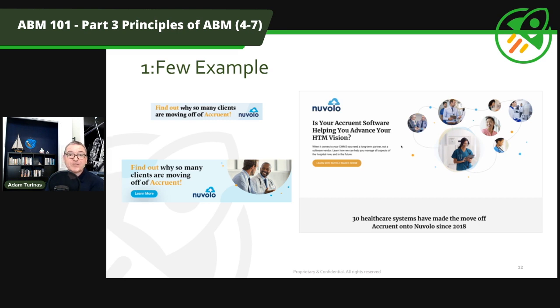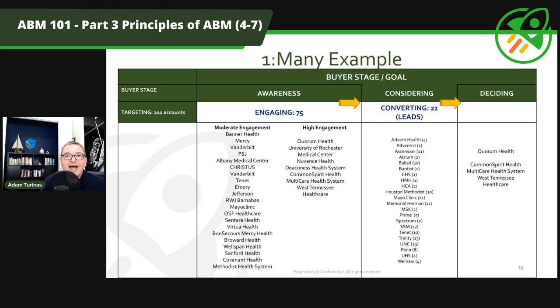So when Accruent customers were on LinkedIn, they would see ad banners that were targeted to them to say why you should switch to Nolo. This is an example of a one-to-many dashboard. And so what you're seeing here is, this is for healthcare, for one of our clients, we targeted several hundred accounts. And we did this through advertising on LinkedIn.